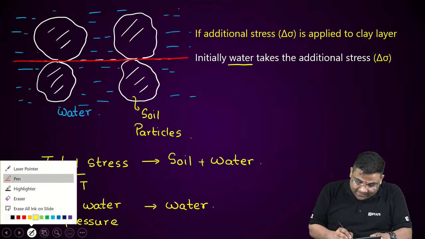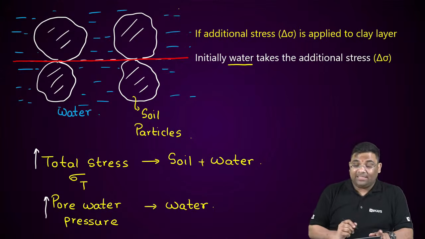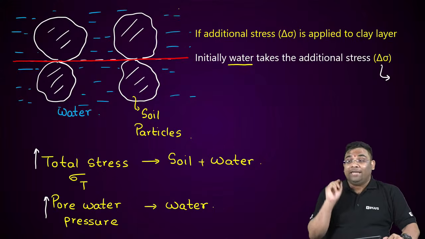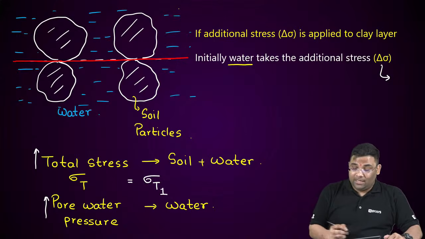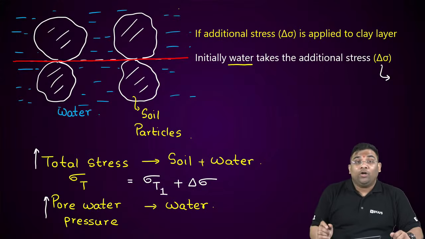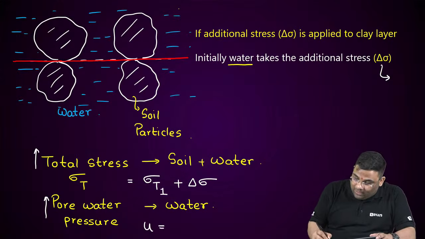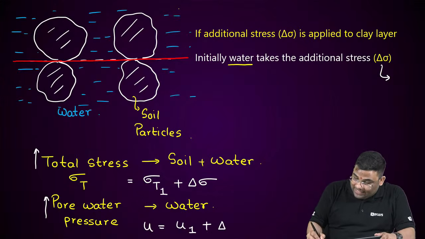So which will increase? Both total stress and your pore water pressure will increase. Yes? And by how much amount will it increase? It will increase by the amount delta sigma. So if your initial total stress was sigma T1, there will be addition of delta sigma, and this will be your new total stress. Similarly, the pore water pressure will be what? Initial pore water pressure was how much? U1 plus what? Delta sigma.